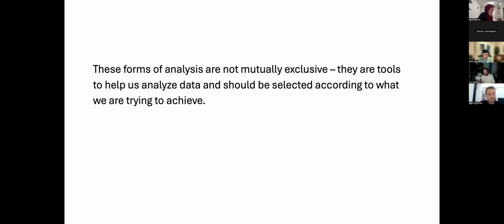Now, these are not mutually exclusive. We pick and choose, and I would argue that you choose what is most suitable for you according to what you're trying to achieve. I don't tend to worry that I pick up one or two things from linguistic analysis and then one or two things from thematic analysis and rhetorical analysis and put them together.